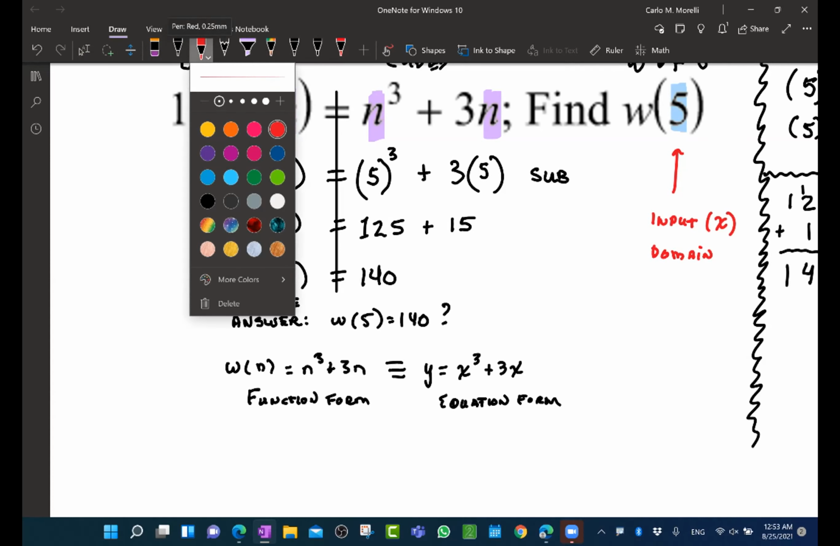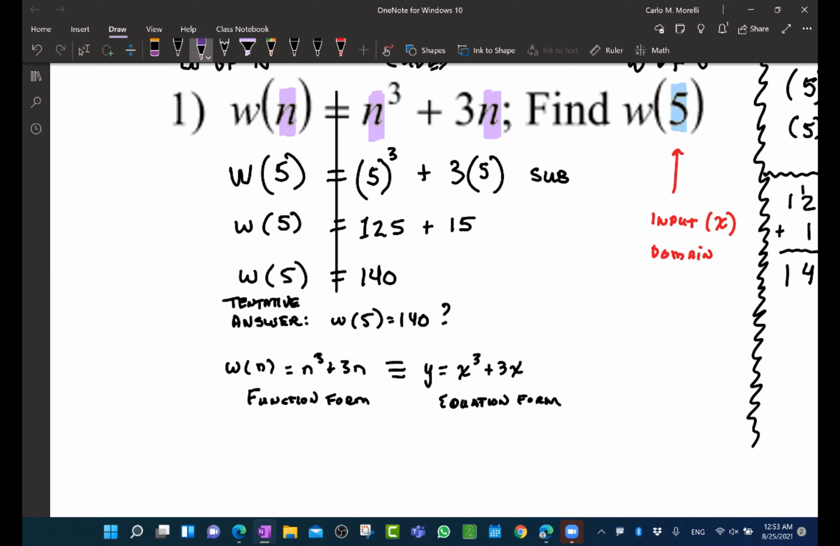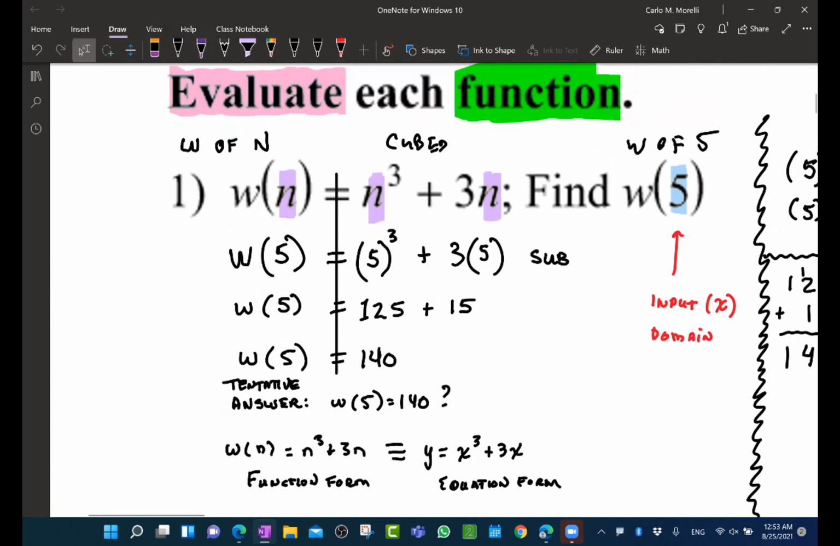Let's use a different color. Is the whole thing here, W of n. Okay. This is the output. We also think of that as like the Y value. And we call that the range value. Okay, so that's this whole thing. That's the whole thing. W of n is the output.